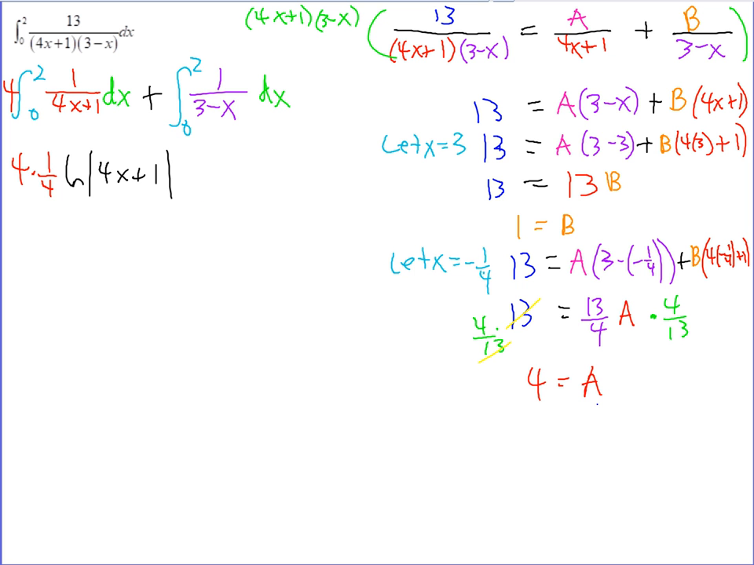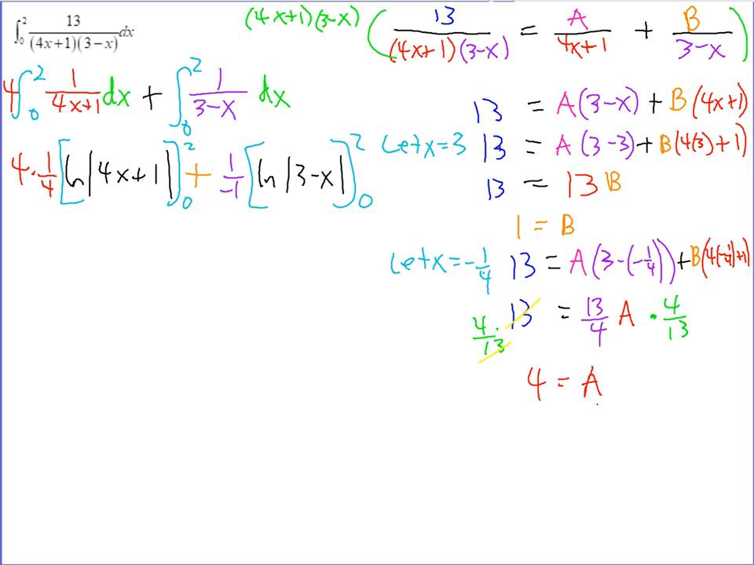Plus, here the derivative of 3 minus x is negative 1. So you would technically be dividing by negative 1 on the outside. So 1 over negative 1. Whoops, I forgot to put the brackets here. And integrate from 0 to 2. And then on this one, when you integrate this, you get natural log absolute value of 3 minus x, from 0 to 2.